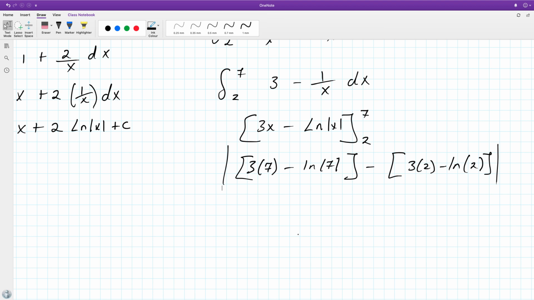So that is 3 times 7 minus the ln of 7, which is 19.054089, minus, you do change them to 2's, 5.3068. 19.054089 minus 5.3068, and you get a final answer of 13.747289.